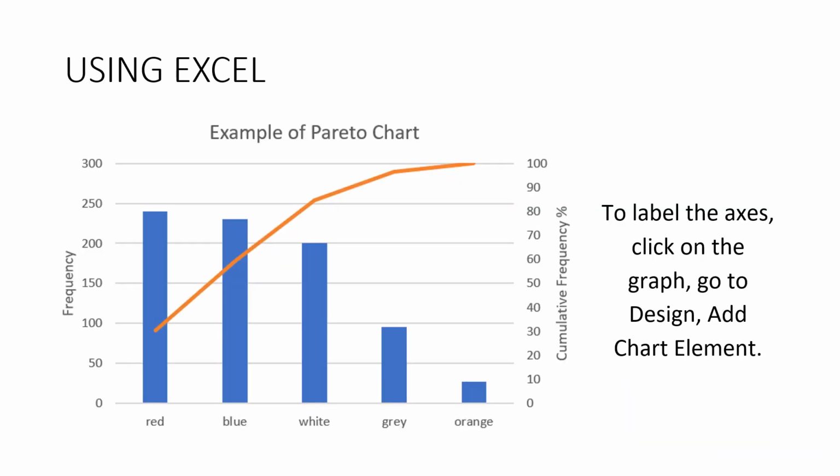So there it is. You might want to label your axes, so you click on the graph, you go to Design and add a chart element. You can put frequency here, you can put cumulative frequency here, and you can type in a title.